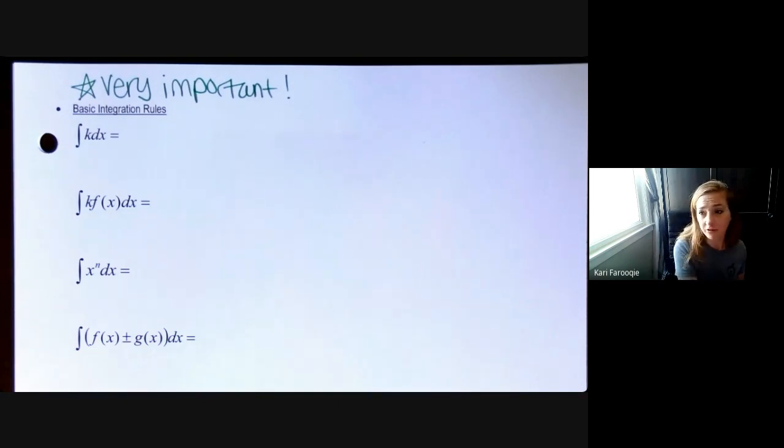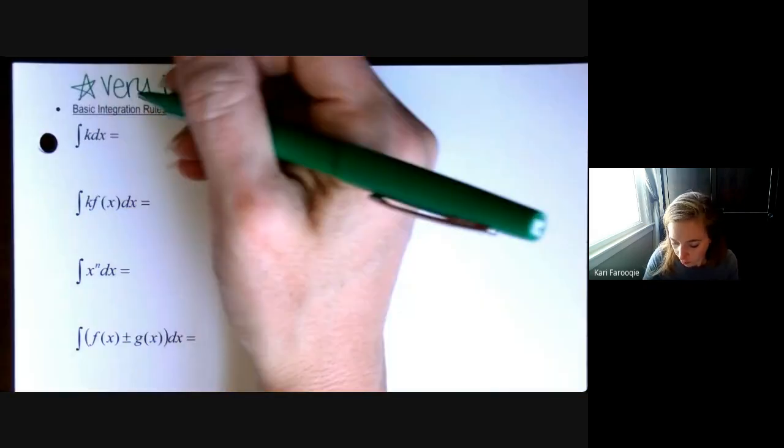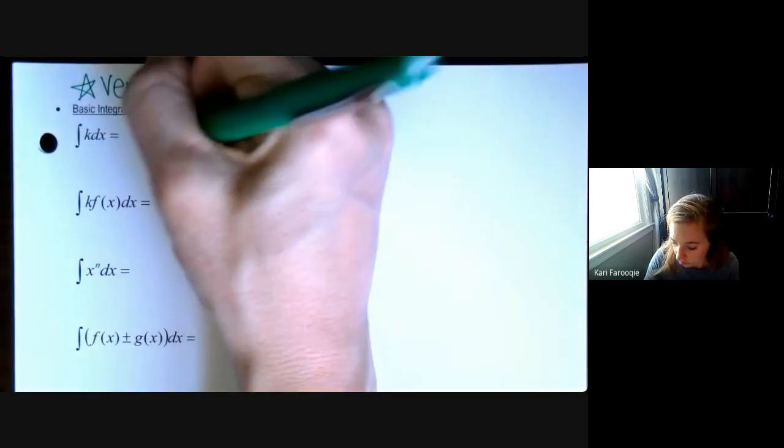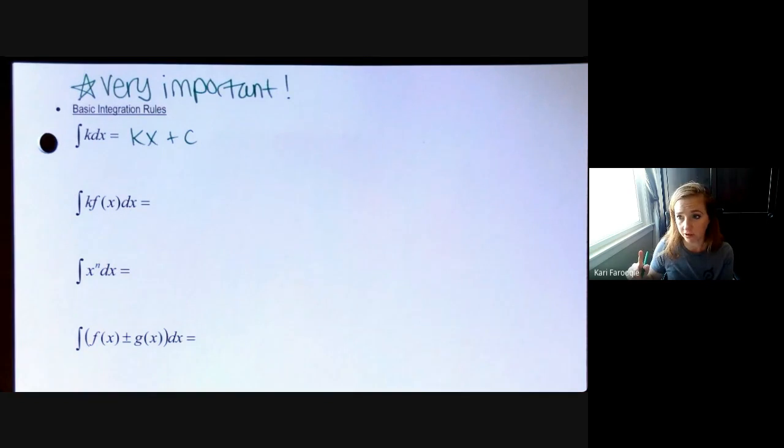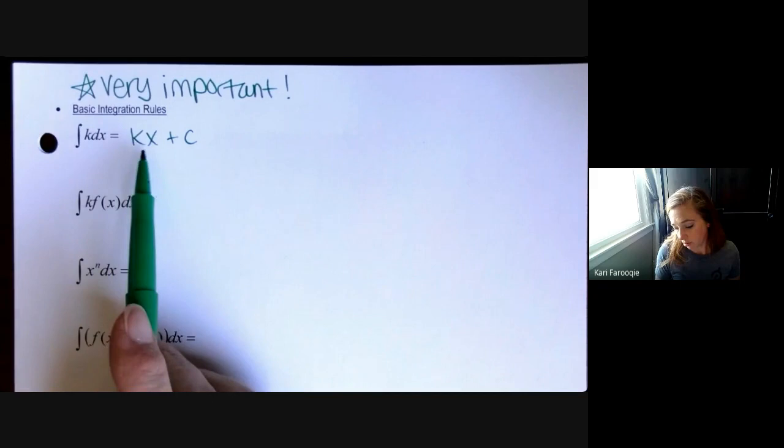Okay, the first one is just if you have the integral of k dx. Now, k is a constant here. So if we're integrating a constant, if we're trying to get the antiderivative, all we need to do is pop an x onto it because we know that the derivative of kx would be k. So when we take the antiderivative, we're just going to write kx plus c. So k is a constant. If I just have a constant inside the integral, then I'm just going to pop an x onto it to get the antiderivative.